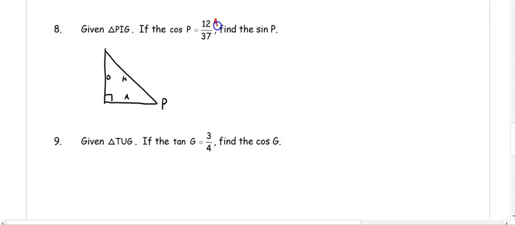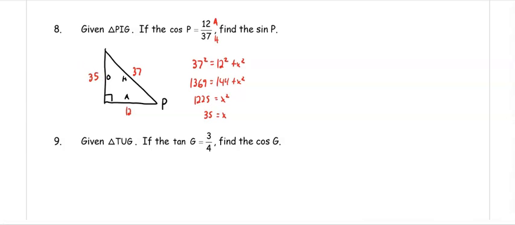Cosine is the adjacent over hypotenuse, so 12 over 37. In order to find the sine of P, we need to know the opposite side. So we're going to do Pythagorean theorem first. When we do Pythagorean theorem, we get 1,369 is equal to 144 plus x squared. 1,225 equals x squared. We take our square root, x is 35. So our missing side is 35. Then we can find the sine of P, which is the opposite over the hypotenuse. So we have 35 over 37.